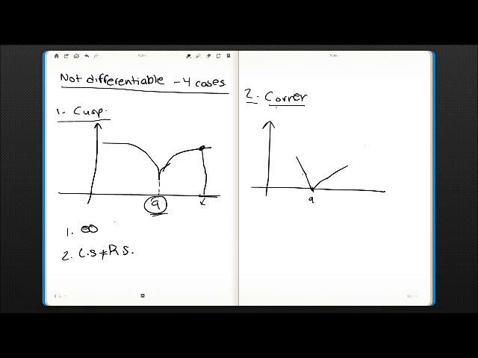The second is a corner, and a good example is an absolute value function, say. The reason why the limit does not exist is that the left side does not equal the right side, because if you're approaching from the left versus from the right, you're getting opposite values. And that's the corner. Again, it's not differentiable just at point A. At any other point on the line, it is differentiable.